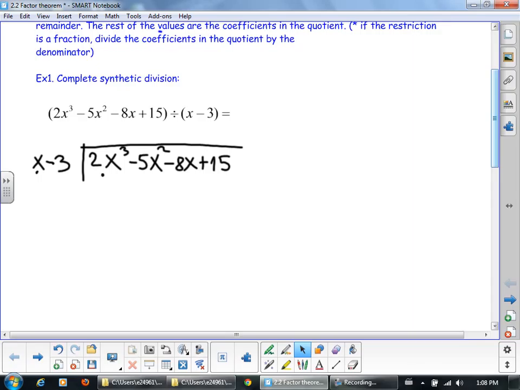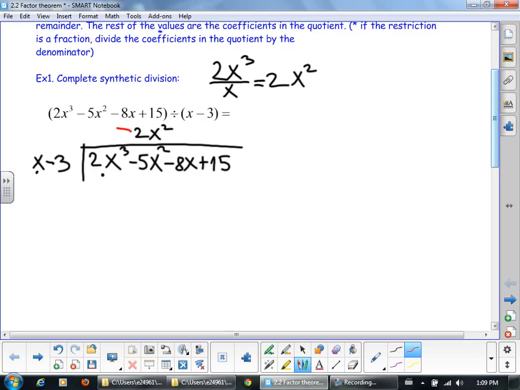Now, if you're not sure how to get that number, what you can simply do is take 2x to the power 3 and divide it by x. If you do exponent division, if you remember from grade 11, 2 divided by 1 just gives you 2, and x to the power 3 divided by x produces x squared. So the number that you're looking for is 2x squared, and we're going to place that just above negative 5x squared, and we're going to perform our multiplication.